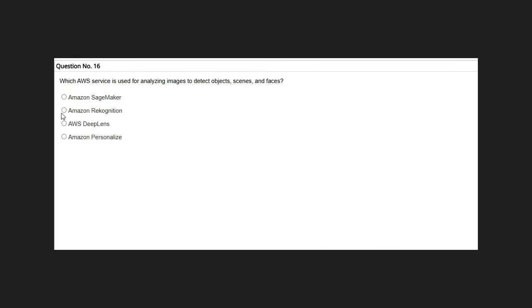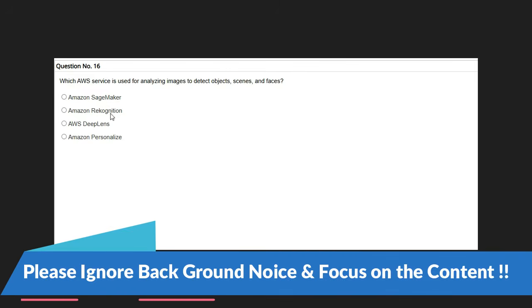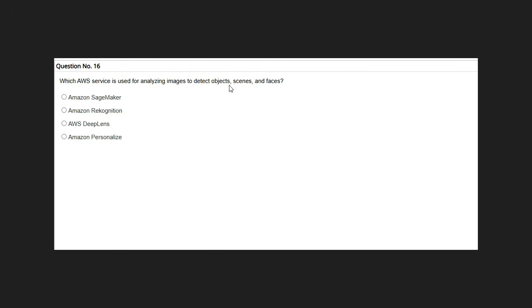So it provides pre-built image and video analytics, can detect objects, scenes and faces, text also, no need to build ML models. So Amazon Rekognition is the right one.